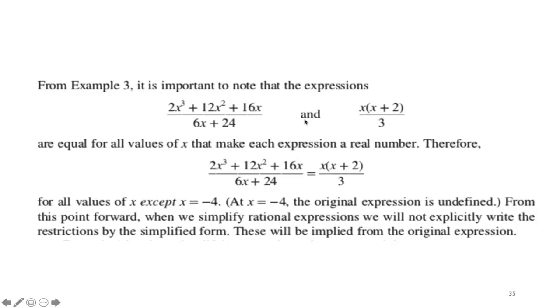So again, just to reiterate this point, this function and the original function that we had earlier, and then the simplified expression, they're only equal to each other for all values of x, except for when x is negative 4. Because when x is negative 4, the left side has 0 at the bottom, which is undefined. The right side is actually okay. When you plug negative 4 into the right side, you do get an output, a value, but on the left side, we have an undefined number. So they're not the same when x is negative 4.